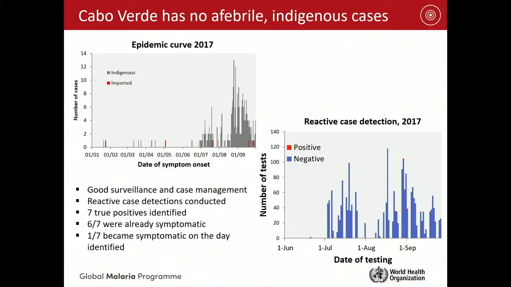And out of those 2,300, they found only 7 positives, true positives, 6 of whom were already symptomatic, and the 7th one became symptomatic on the day that they found them. So most of those 6 were likely to have gone for treatment immediately.